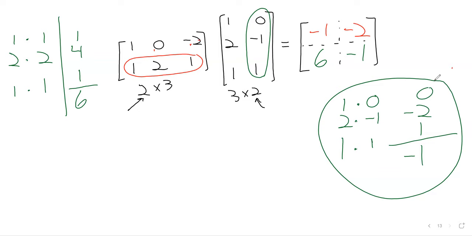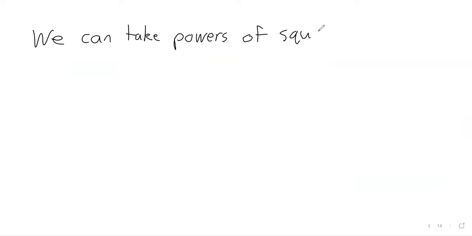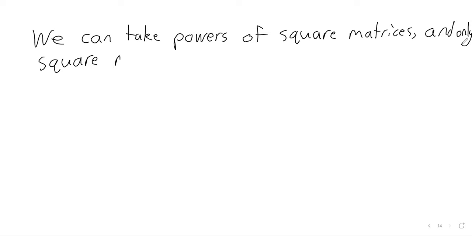And let me, we have what, 20 minutes left? We're not quite done with this section. But we just have a few stray definitions in Canvas. The notes are labeled miscellany. We can take powers of square matrices and only square matrices.